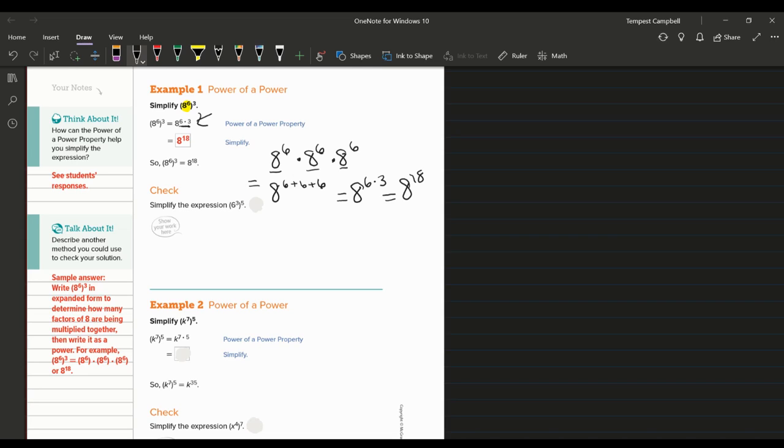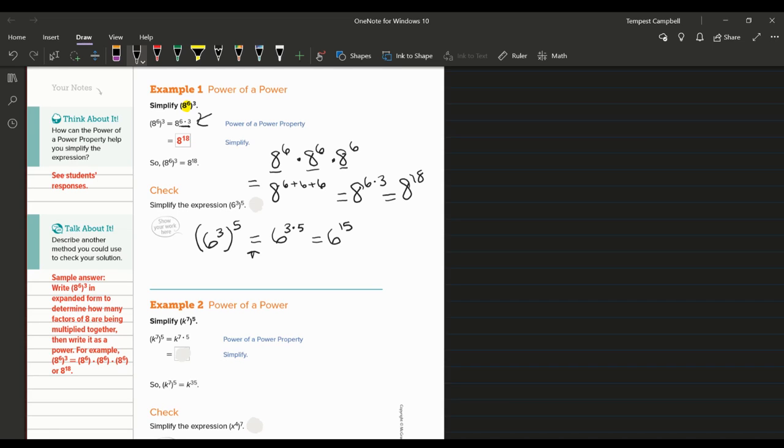Now that you've tried the check, we should have 6 to the power of 3, that whole thing, to the power of 5. And if we use our rule, that's 6 to the power of 3 times 5 to get 6 to the power of 15.